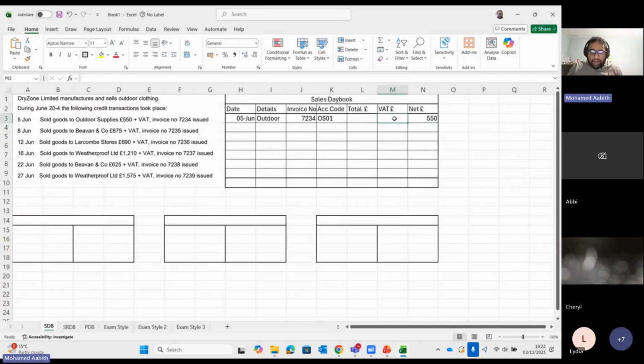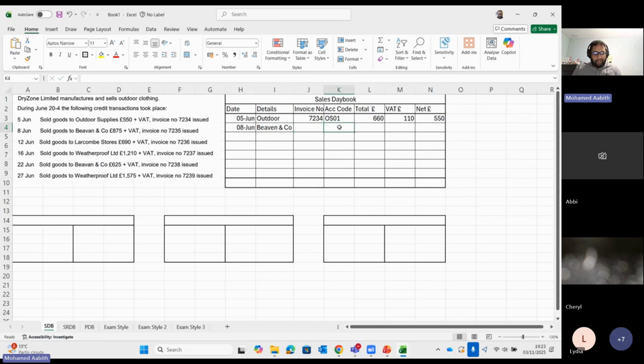Okay. So how do we calculate the VAT? VAT is going to be this times 20%. That is 110 pounds. And then the total is going to be equal to this plus this figure. So I'm going to copy this down when we do the other entries. Let's only do this one entry and then we worry about the rest later. So next we have B1 and Co.